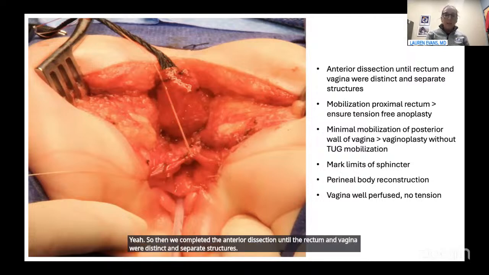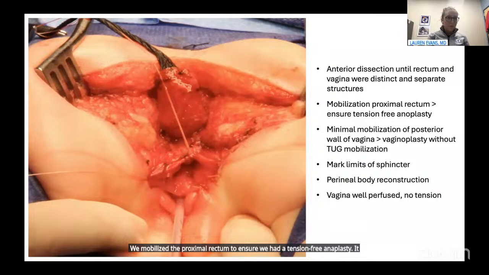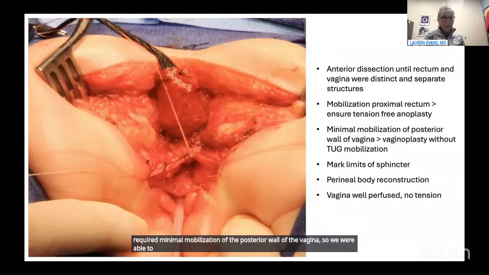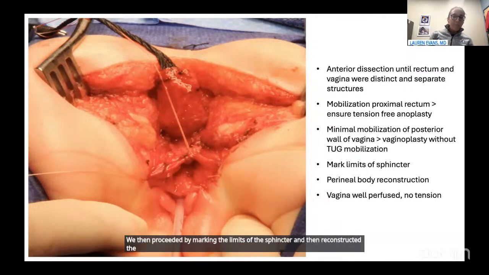We mobilized the proximal rectum to ensure we had a tension-free anoplasty. We required minimal mobilization of the posterior wall of the vagina, so we were able to proceed with a vaginoplasty without having to do a total urogenital mobilization. We then proceeded by marking the limits of the sphincter and then reconstructed the perineal body. After that reconstruction, the vaginal wall looked well perfused and there was no tension on the vaginoplasty.